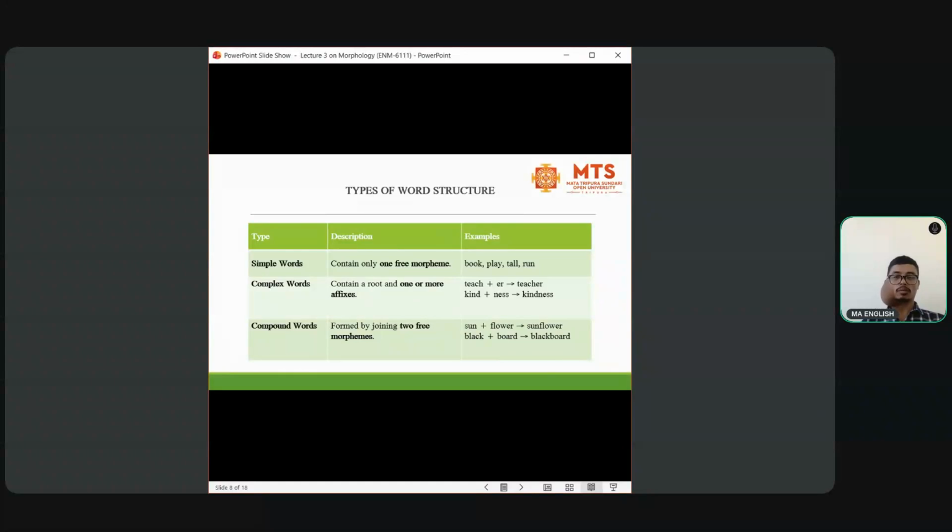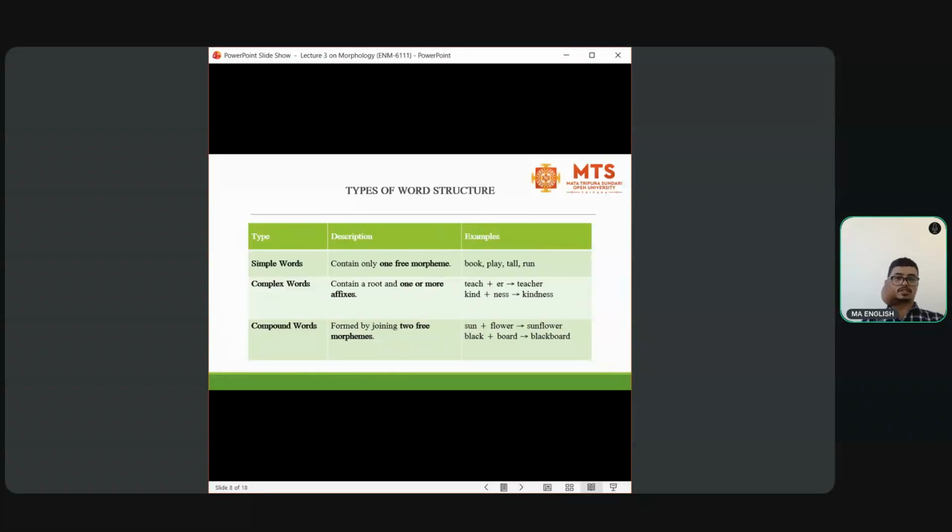So next is complex words. Complex words can contain a root and one or more affixes. Say again, teacher: teach plus the suffix -er, teacher. Kind plus -ness, kindness, just like that.